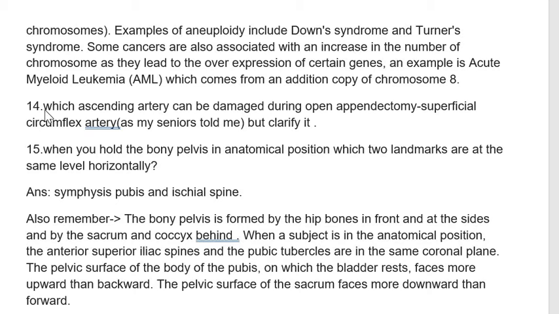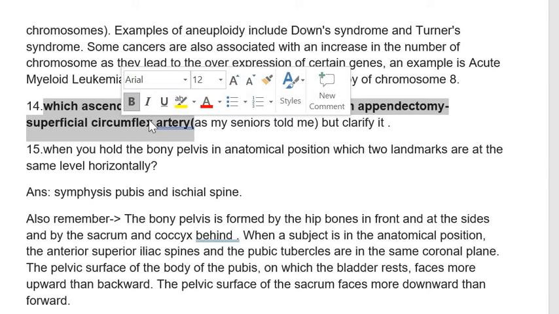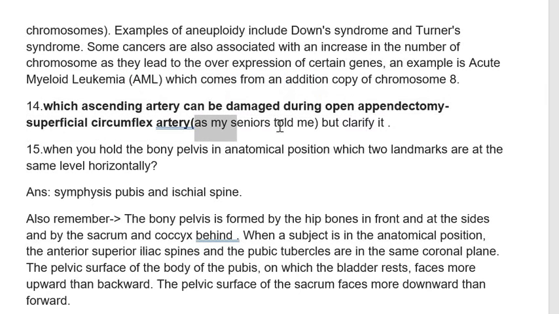Question number 14. Which ascending artery can be damaged during an open appendectomy? So the point is, you are doing an appendectomy, so they are asking you which blood vessel can be damaged at this point. If you look at the structure, you will find that the superficial circumflex artery lies here, so it can be damaged during appendectomy.